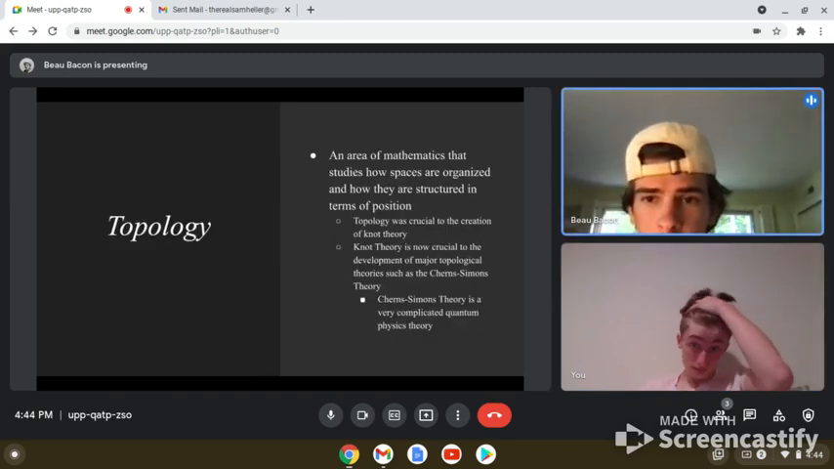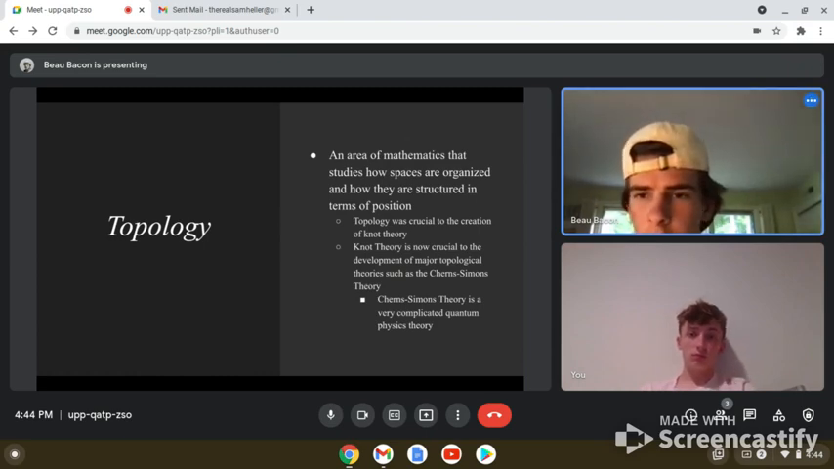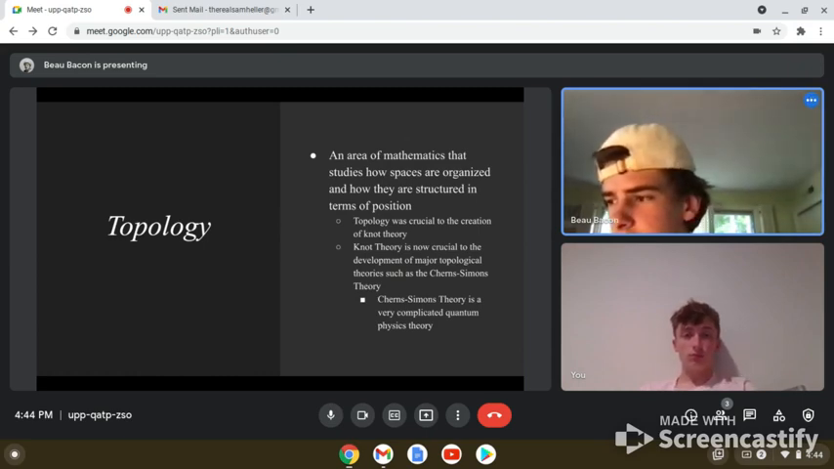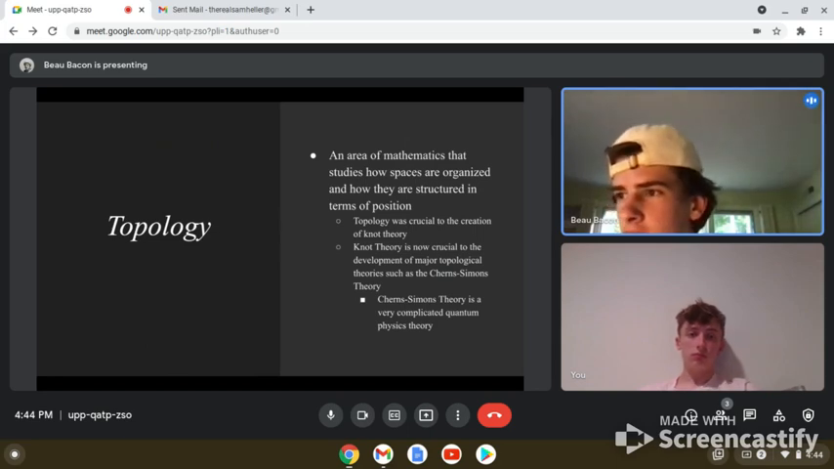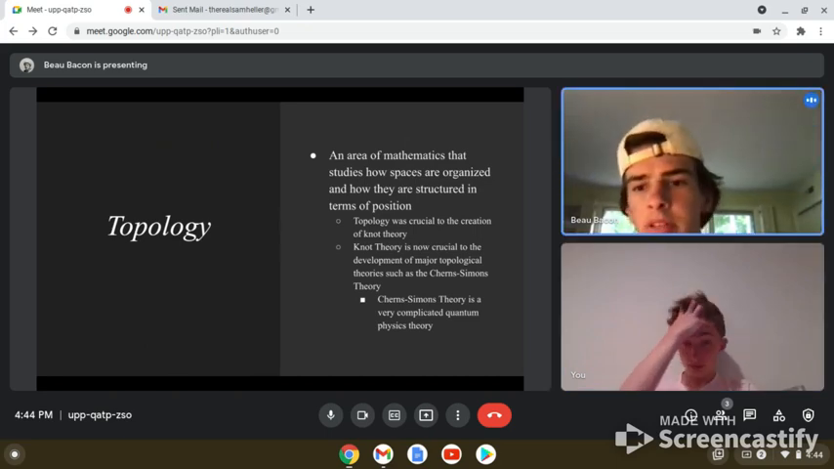Okay, so next is topology, and this is an area of mathematics that studies how spaces are organized and how they're structured in terms of position. So topology, in more simple words, I've thought about it as just the study of the way things are in life, or in the world, in a space. I think that's it. How something's orientated, how you can represent it with numbers.